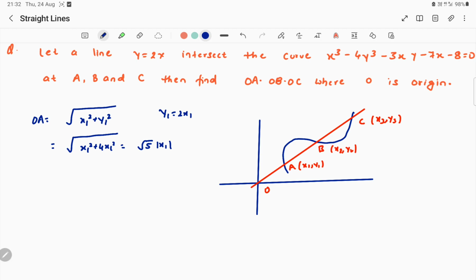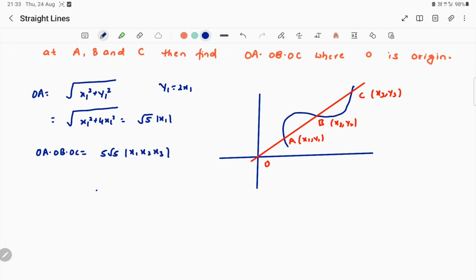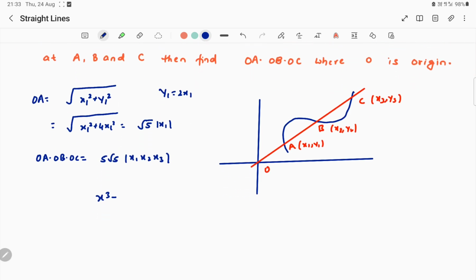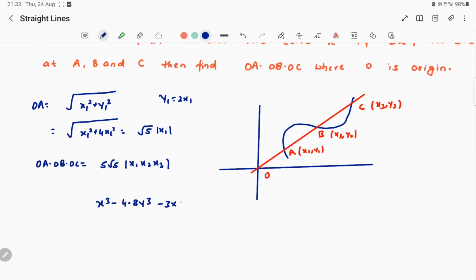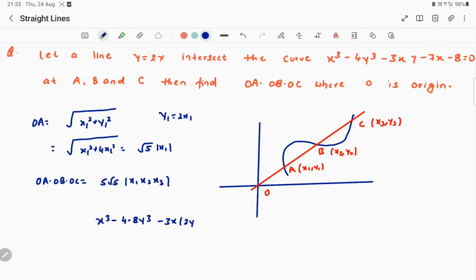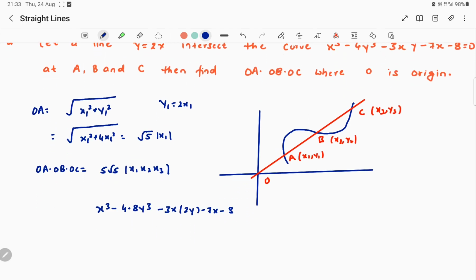It means if somebody is asking what is OA into OB into OC, it is basically root 5 mod of x1, root 5 mod of x2, root 5 mod of x3. So we'll get 5 root 5 mod of x1 x2 x3. Now if you substitute y is equal to 2x, you will get x cube minus 4 into 8 x cube, then minus 3x into 2x, then minus 7x minus 8 equal to 0.